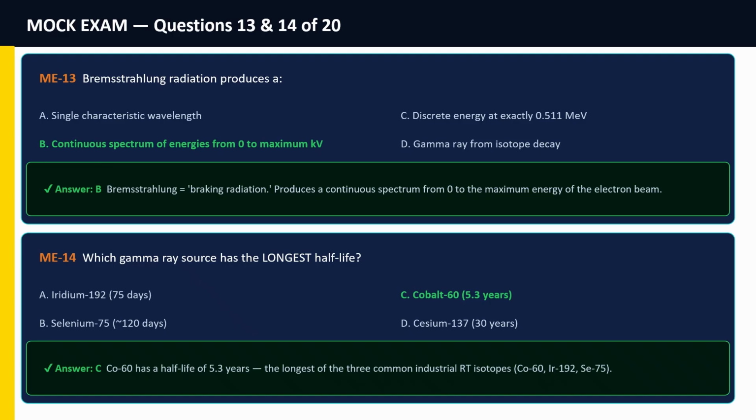Question 14 asks about half-life among the listed industrial sources. Cobalt-60 has a much longer half-life than iridium-192 and selenium-75. The practical significance is important. A long half-life means the source activity decreases more slowly over time. A shorter half-life means the source strength changes more rapidly. This directly affects exposure planning and source management. For examination preparation, memorize the characteristic values presented in this course, but also understand what those values mean operationally. A number becomes much easier to remember when it is connected to a physical consequence.